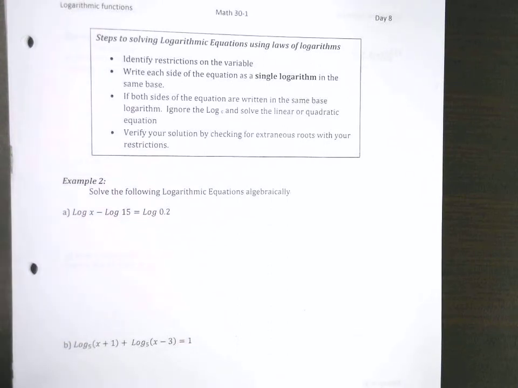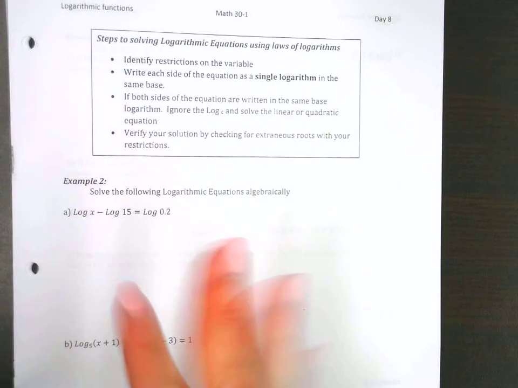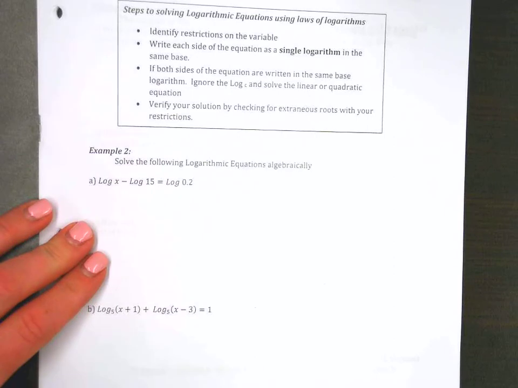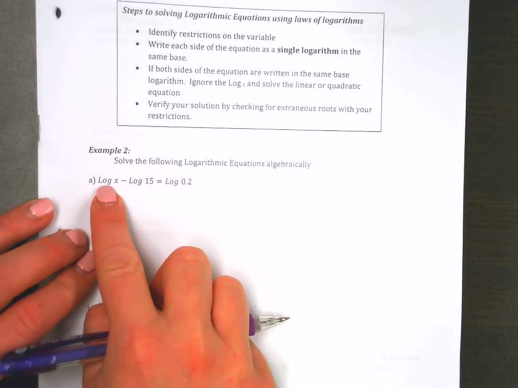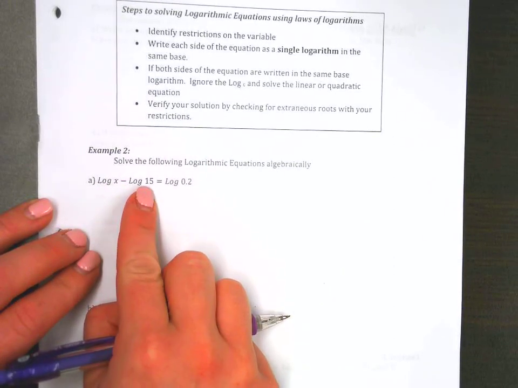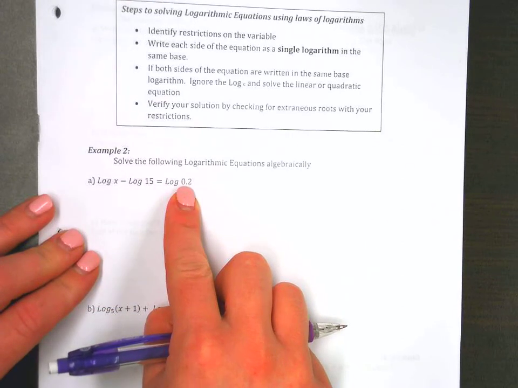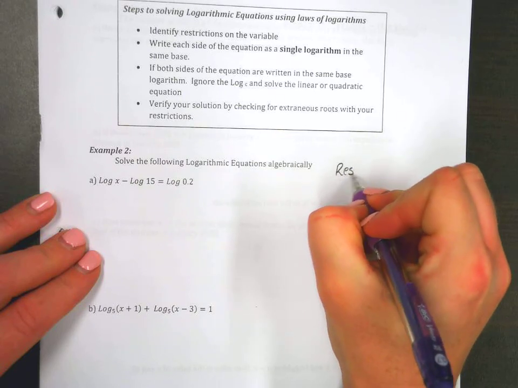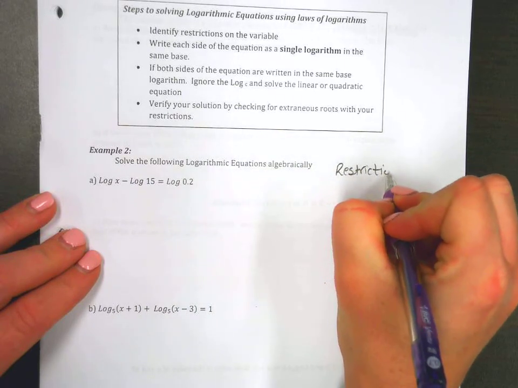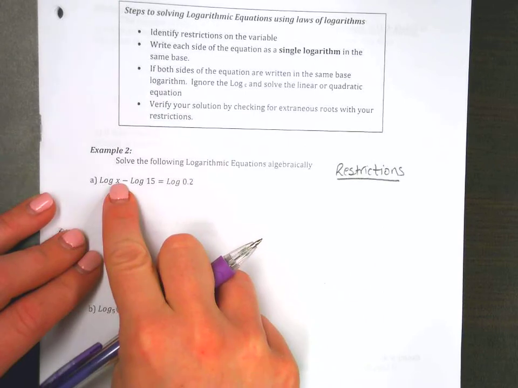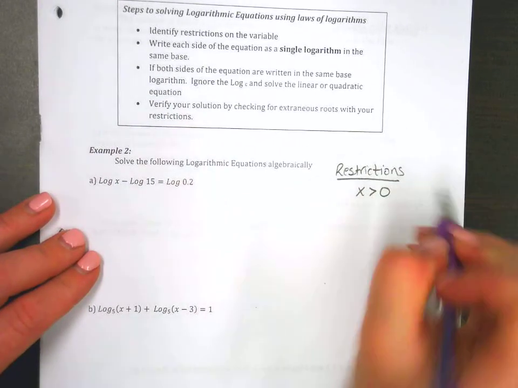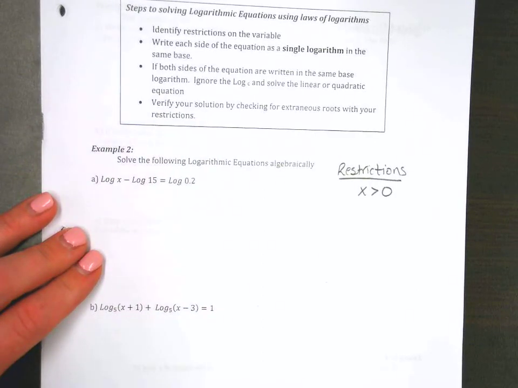So the first question we're given is log base 10 of x minus log of 15 equals log of 0.2. First thing I'm going to talk about is my restrictions on x. And our restrictions for x, this value here always has to be a positive number. So our restrictions would just be x has to be greater than 0. So now what I want to do is I need to write both sides as a single logarithm. Well, the right side's already written that way. On the left side, we're going to use our quotient rule to combine these as a single log.